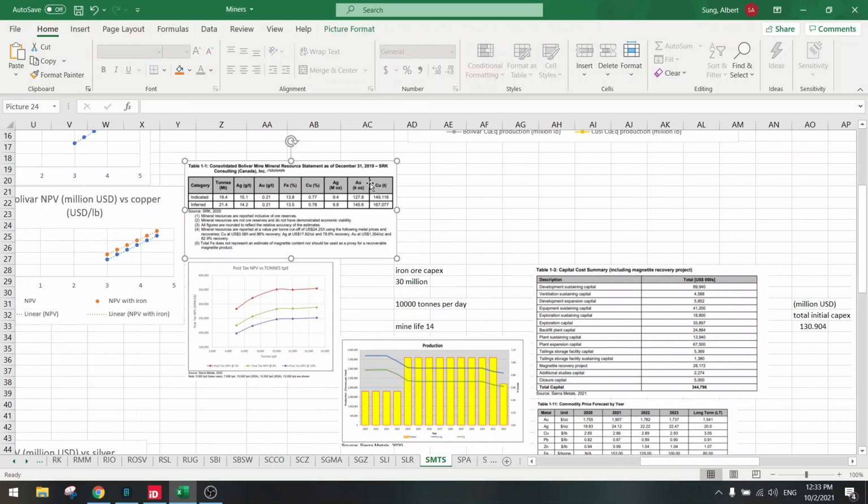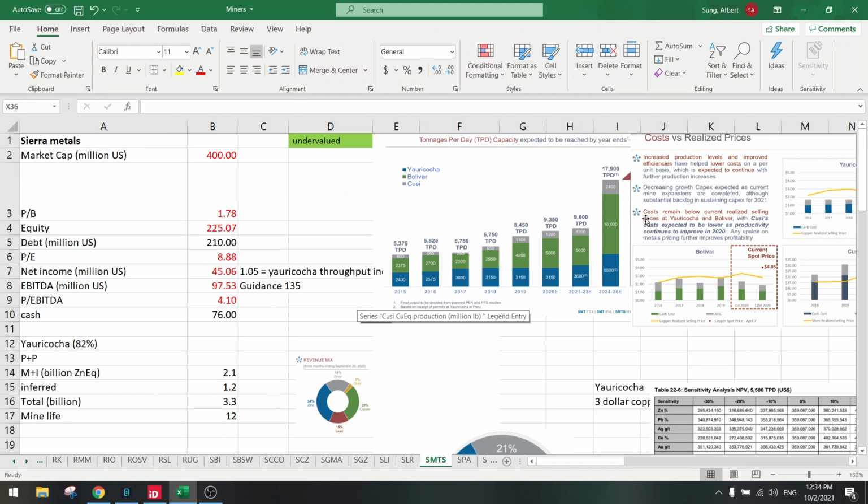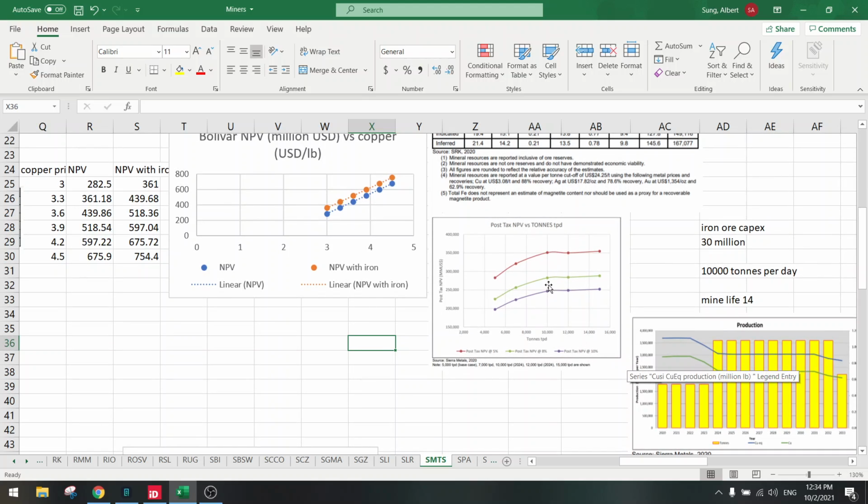Some more numbers. So the resources have increased from the last technical report. So they have more inferred copper tons. This chart here is, they have done a sensitivity analysis on the amount of tons that they are going to process. So they have done at 5,000 tons per day, at 7,000, at 10,000, and 15,000, 12,000. And they see that 10,000 is the best scenario. So they are going to go through with the 10,000 tons per day, because this is giving the lowest capex and the highest NPV.